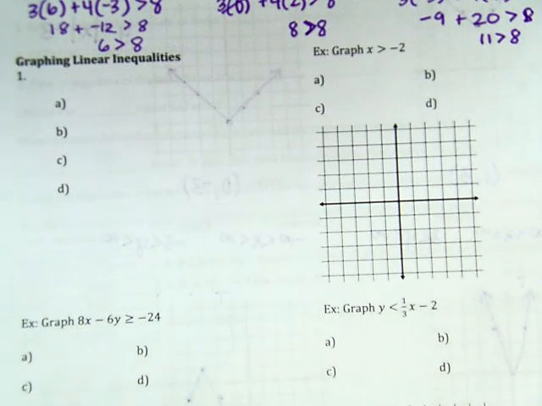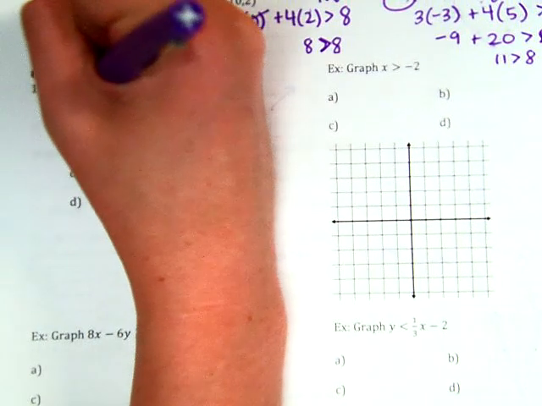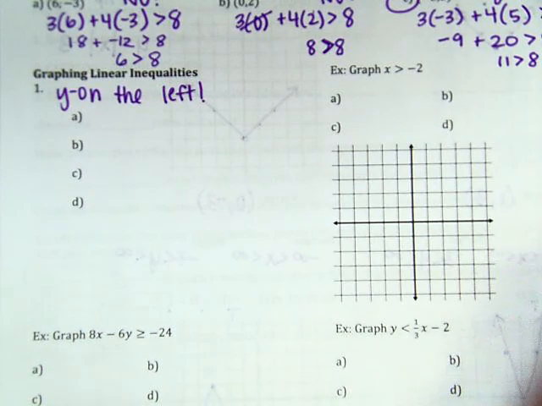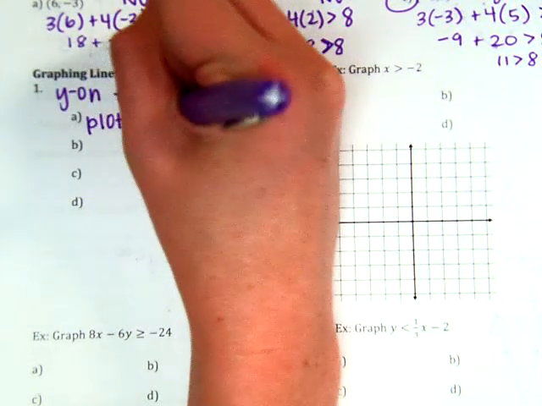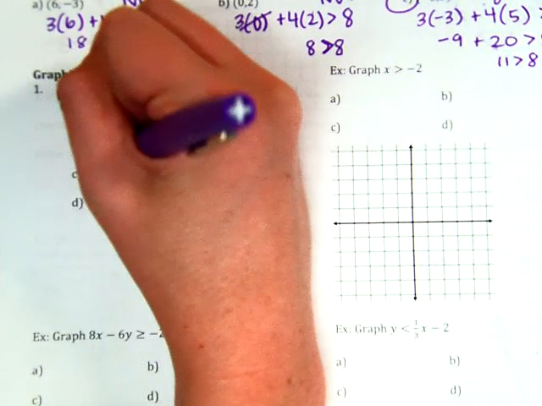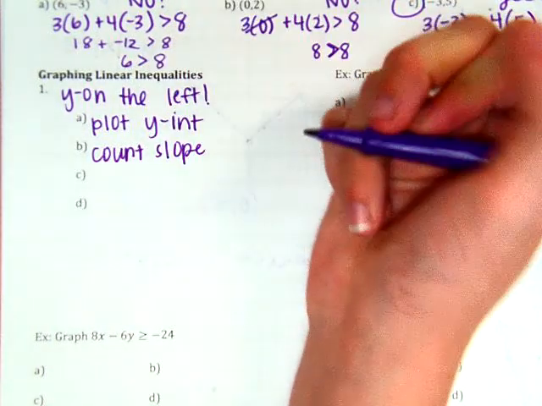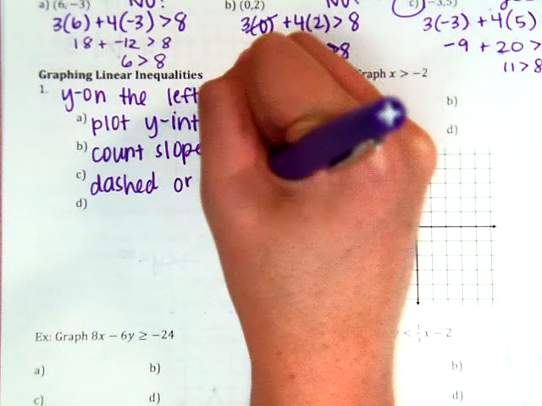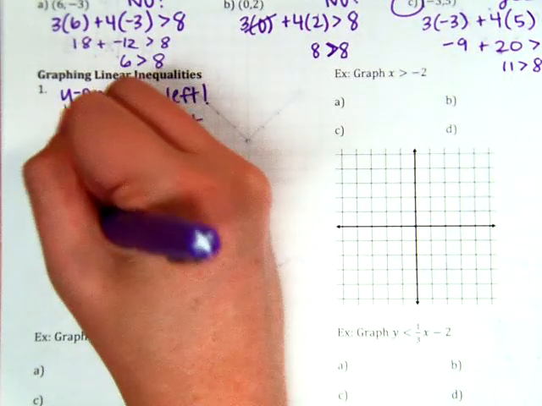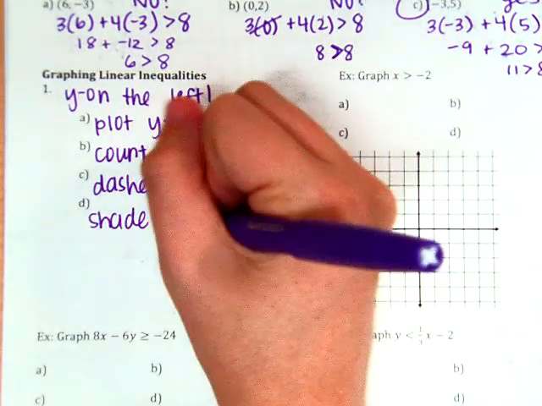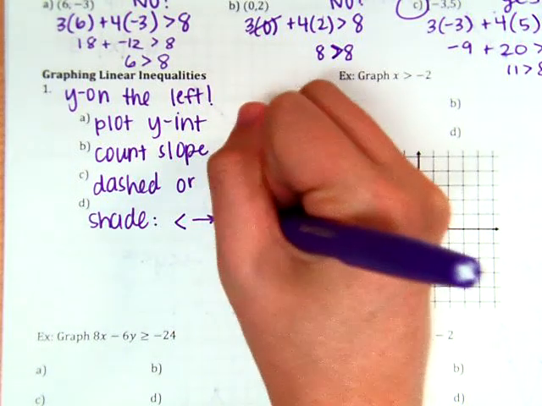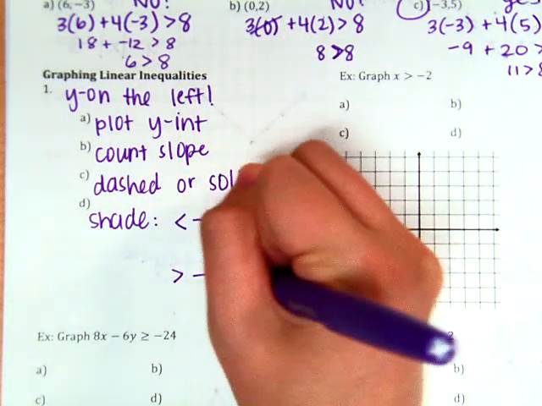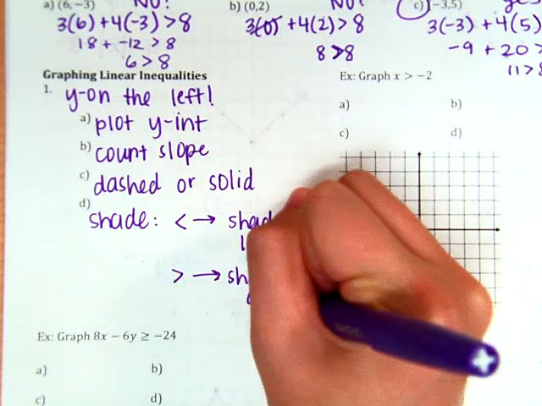Graphing linear inequalities. Okay, so we always want the y on the left. We always want the y on the left. Then from there, we're going to plot the y-intercept. We're going to count out the slope. We are going to figure out if it's a dashed line or solid line. And then we're going to shade. So if it's less than, we're going to shade lower than the line. If it's greater than, we're going to shade above the line.